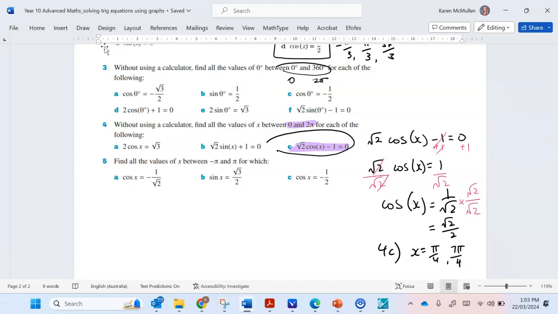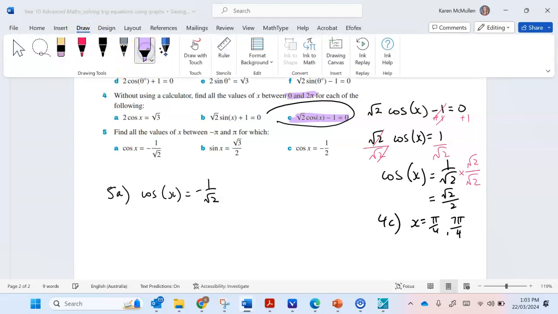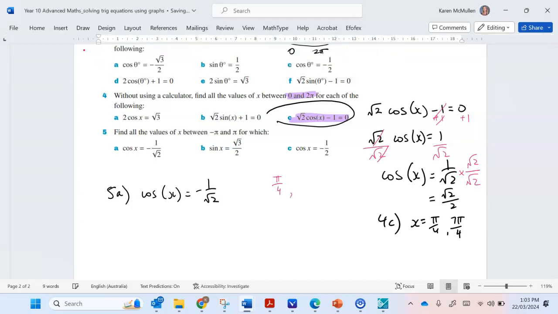I do want to just now show you how we'll eventually do it using the unit circle, just in case you're interested. And this is where you need to know your exact values. So I might just have a look at 5a just quickly to show you. So cos x is equal to -1 on root 2. Now we always look for our reference angle. Okay, so that means we're either going to have an answer that is pi on 4, pi on 3, or pi on 6. Okay, so one of them. This is where you need to know your exact values.